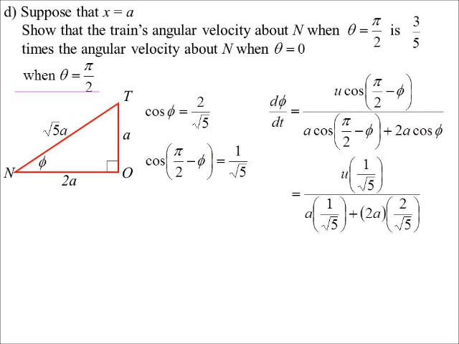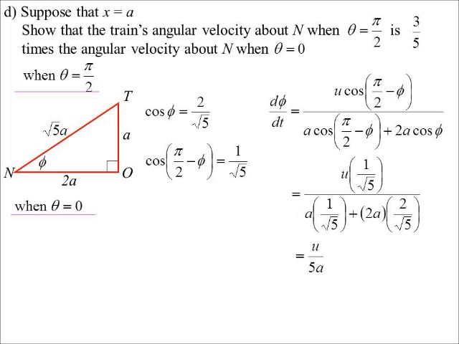And we get u times 1 on root 5, a times 1 on root 5 on the bottom, plus 2a times 2 on root 5. All of that tidies up to be u on 5a. Okay, so there's our velocity when theta is pi on 2.